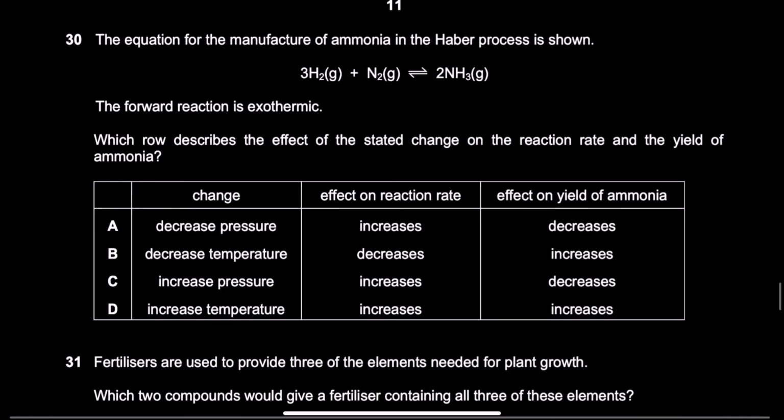The equation for the manufacture of ammonia in the Haber process is shown. The reaction is exothermic, so forward is exo, backwards is endo. Which row describes the effect of stated change on the rate of the reaction and the yield of ammonia?